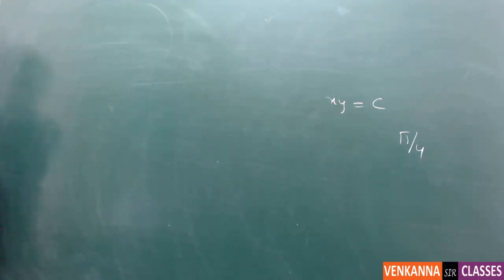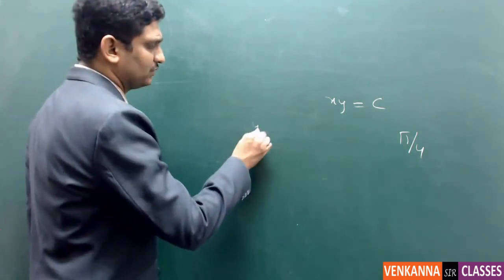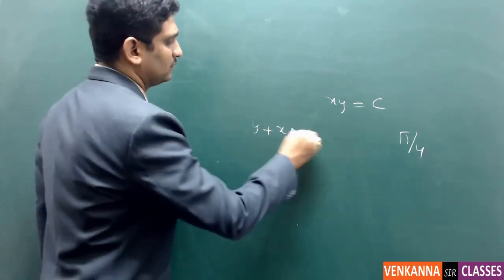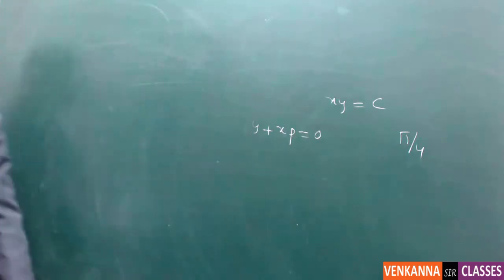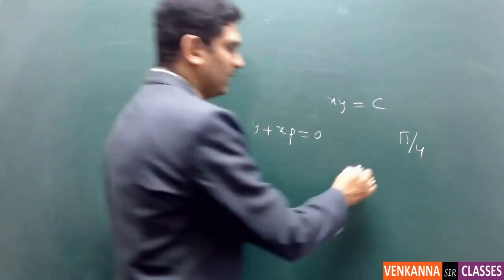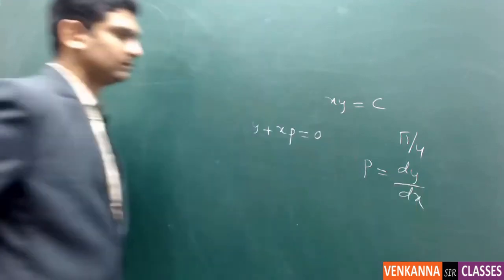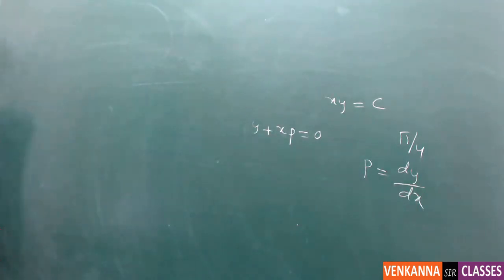Fine. So can you eliminate the parameter c by simply doing the differentiation? I write the equation straight away: if you differentiate that, you are going to get y plus xp equal to 0 as the differential equation for the given family, where p is equal to dy by dx. Accepted?